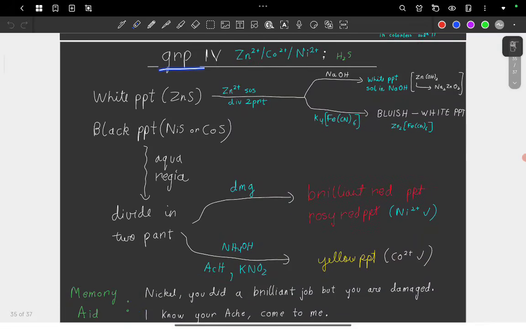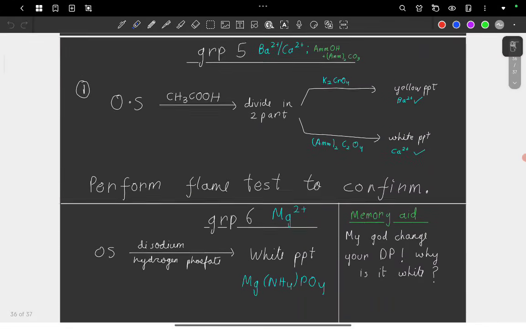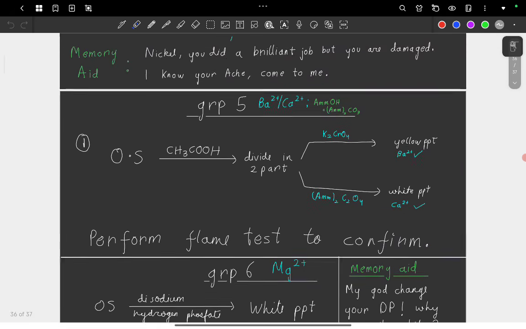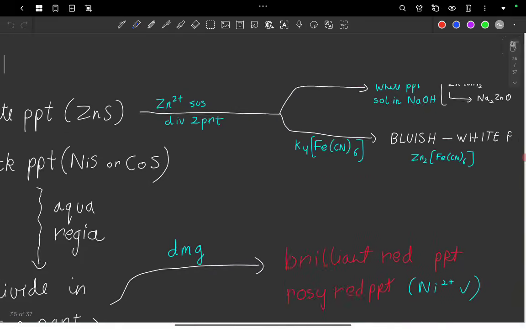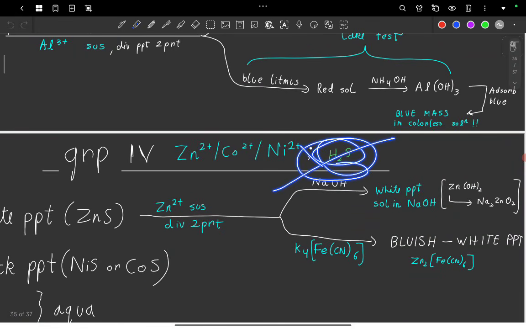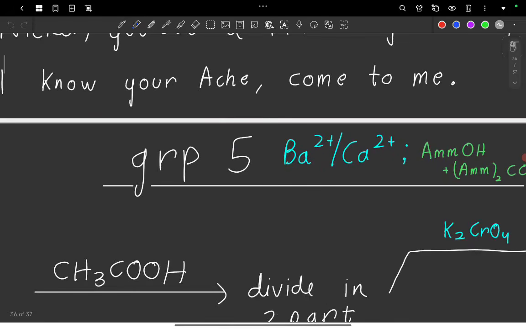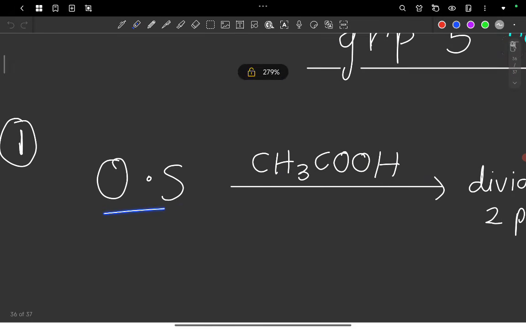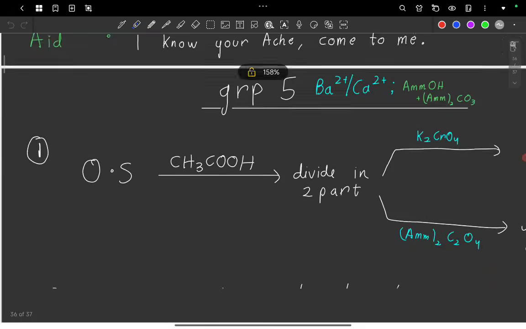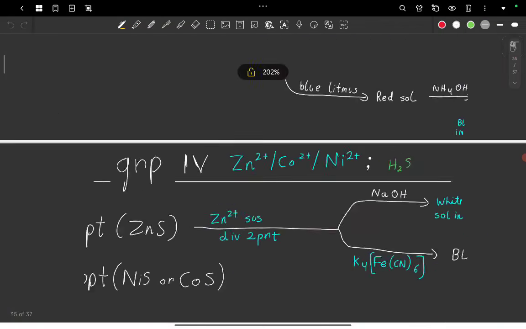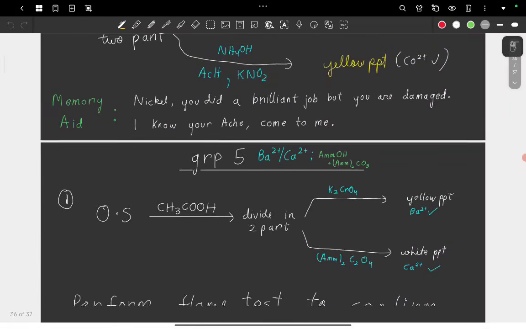Okay, so this was group 4, and lastly we move on to group 5. I wasn't able to come up with something for group 5, but it is rather easy, so bear with me. For group 5, after the alkaline H2S test has failed, you are going to add ammonium hydroxide and ammonium carbonate. Okay, and this is the test for barium ion or calcium ion. So you have your original solution, after all these tests have been done to it.